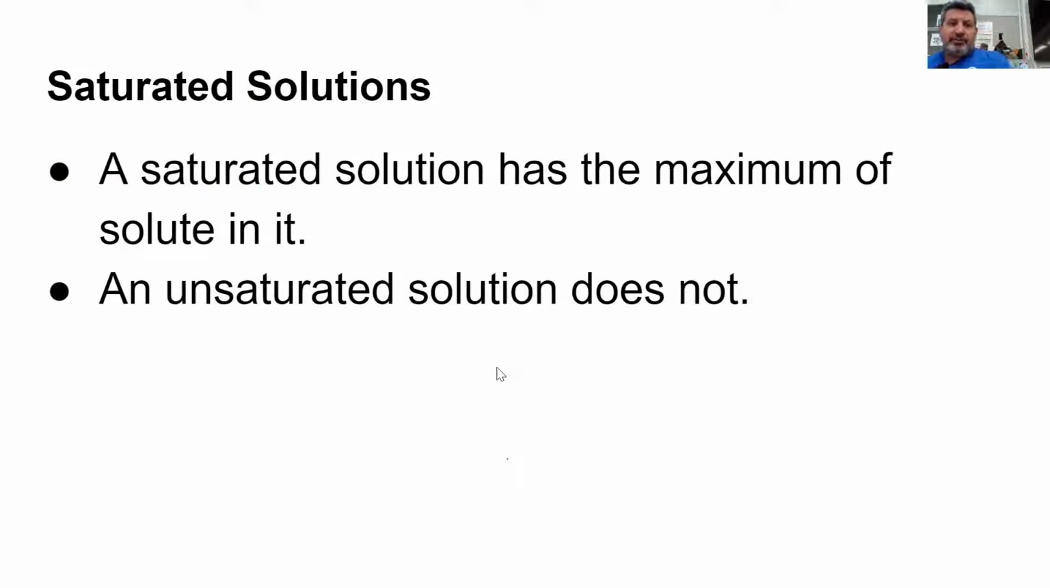Another topic that comes up in this is usually something known as a saturated solution, and a saturated solution has the maximum amount of solute in it. An unsaturated solution does not. So there's a limit to how much solute you can put into a solution. There's a limit of how much salt I can put into water and get it to dissolve. At some point, there's going to be too much and it won't dissolve at all.